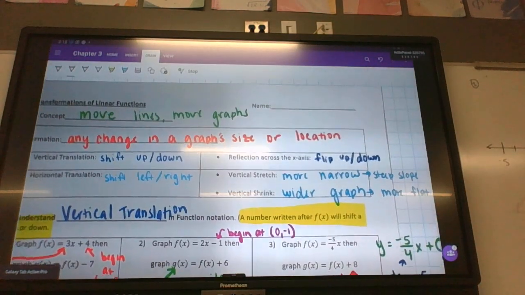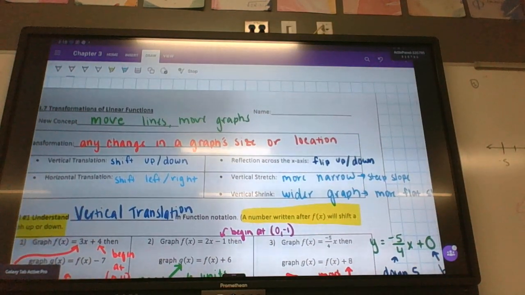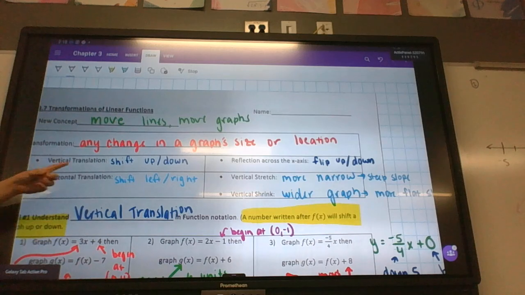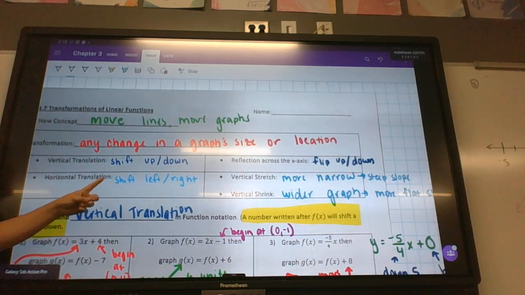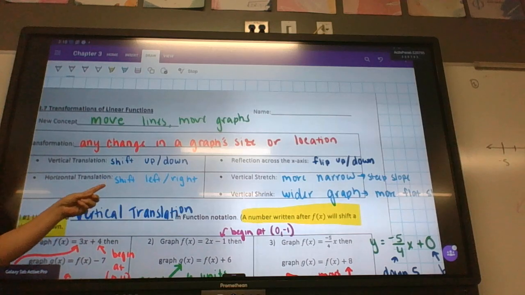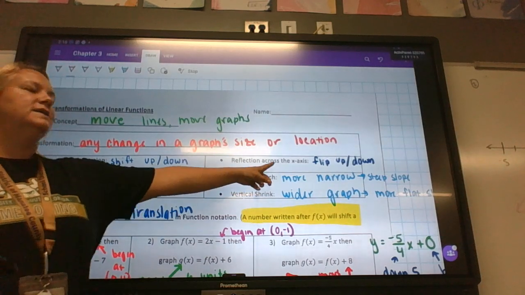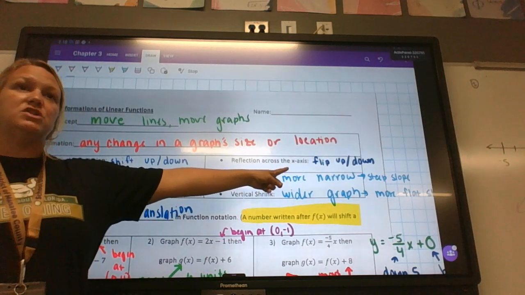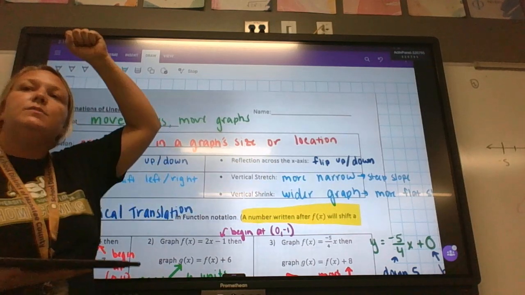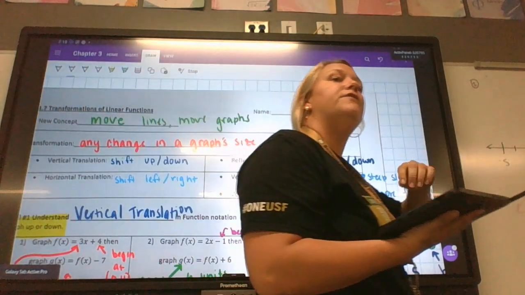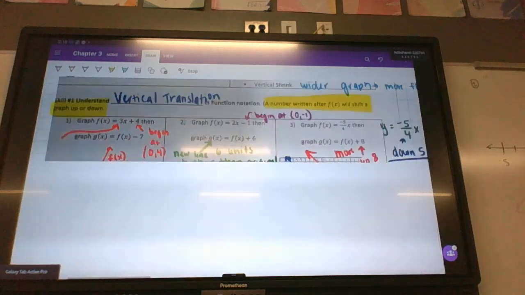Y'all be quiet. Listen. This handout has a lot. It's covering 4 things. It's covering shifts up and down. That was yesterday. It's covering shifts left and right. That's what we just did. It's going to cover reflections, which is flips. And it's also covering making things steeper and flatter. So flip to the back. Let's do another thing.